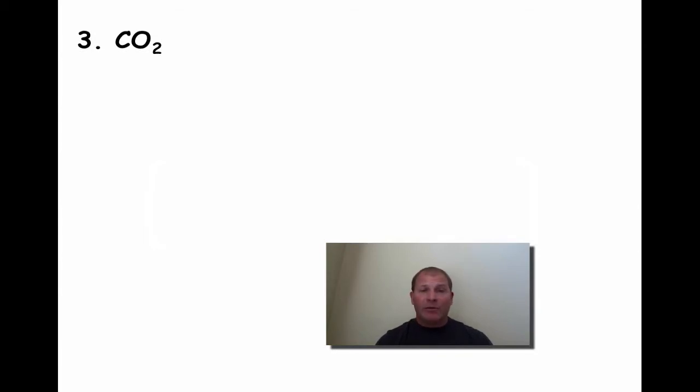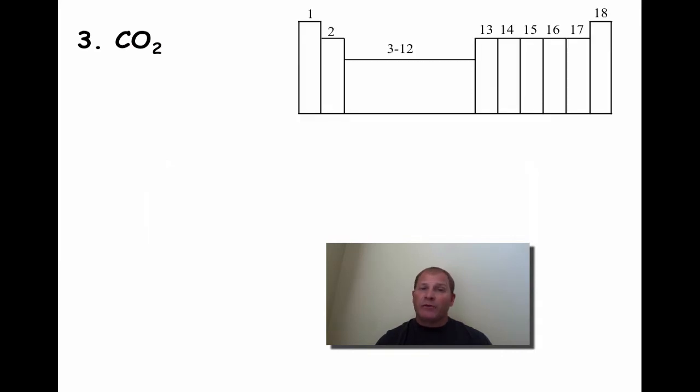A third example that we can go through is carbon dioxide, CO2. Again, let's go back to the steps. First step is we must determine how many valence electrons we have available to us. So we've referred to the periodic table for this, and we find the elements, and then we look at their group number.